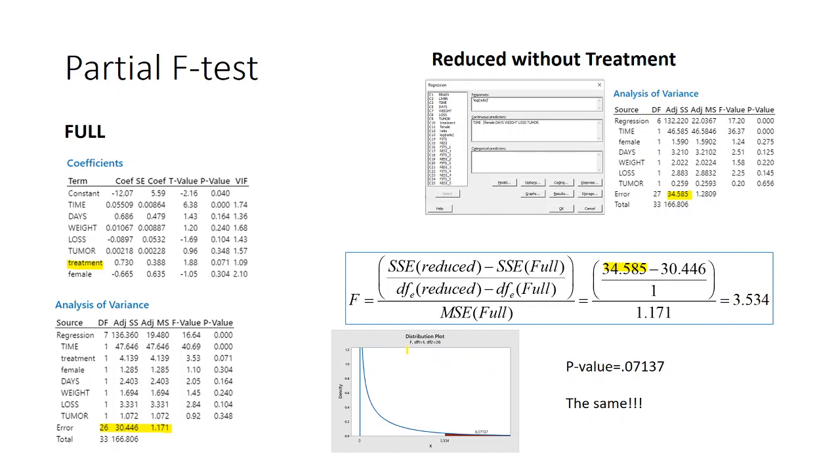I go to my F distribution on Minitab. Degrees of freedom is 1 in the numerator, and degrees of freedom is 26 in the denominator. And lo and behold, I get a p-value of 0.07137. It's the same. Wow.